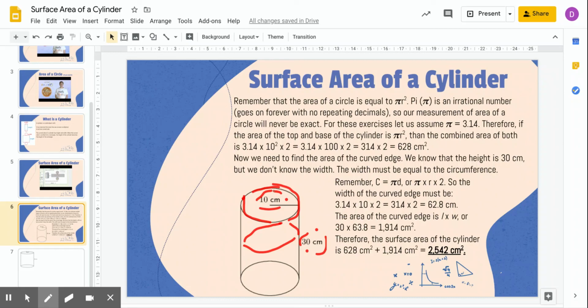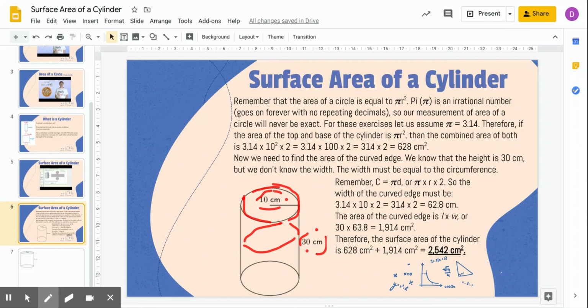So 3.14 times 10 equals 31.4. And then again, we're multiplying it by 2 because we were just using the radius before. So we get a width of 62.8 centimeters. So the area of the curved edge is length times width, or 30, which is the height, right? We'll say that's the length, times the width of 63.8, which is equal to 1,914 centimeters squared.